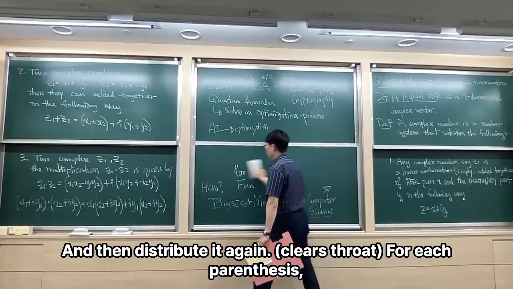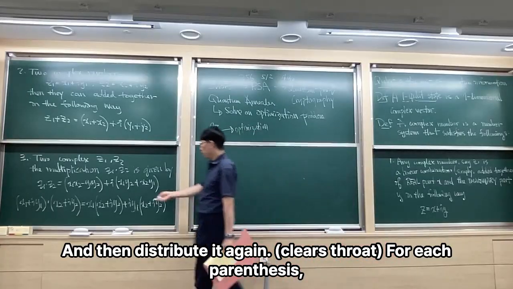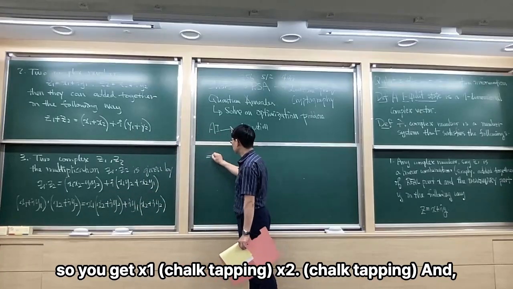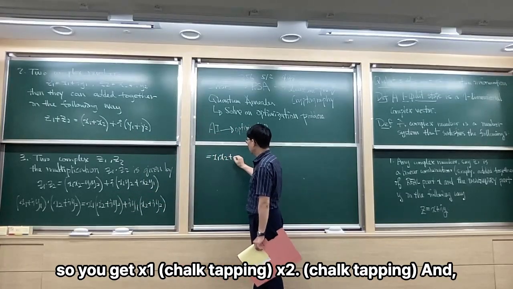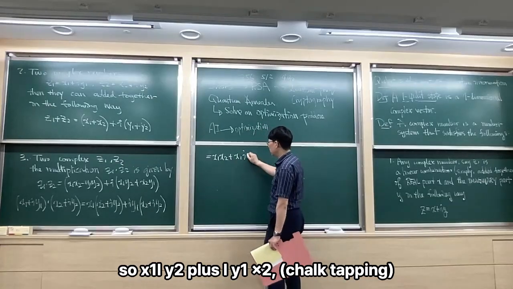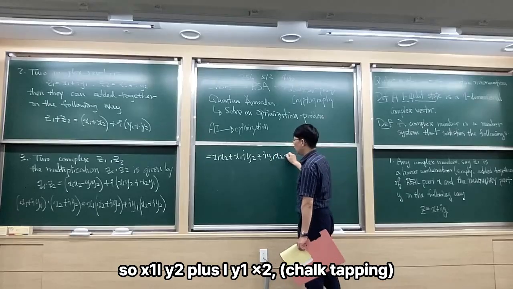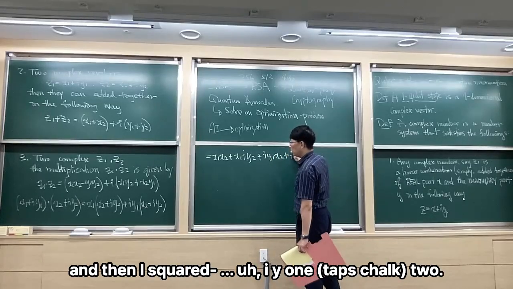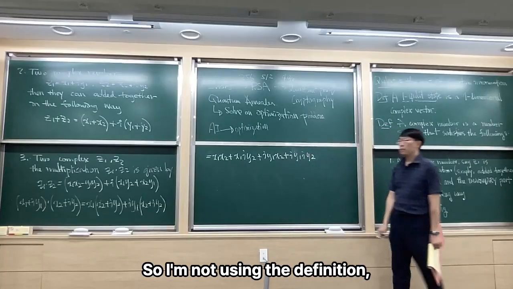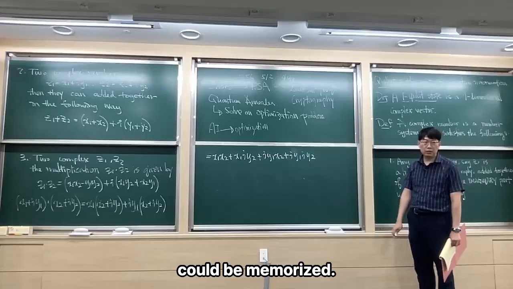And then distribute it again for each parenthesis here and here. So you get x1 x2, and, well, let's not change the order here, so x1 i y2 plus i y1 x2, and then i y1 i y2. So I'm not using the definition. I'm just showing you how the definition could be memorized.